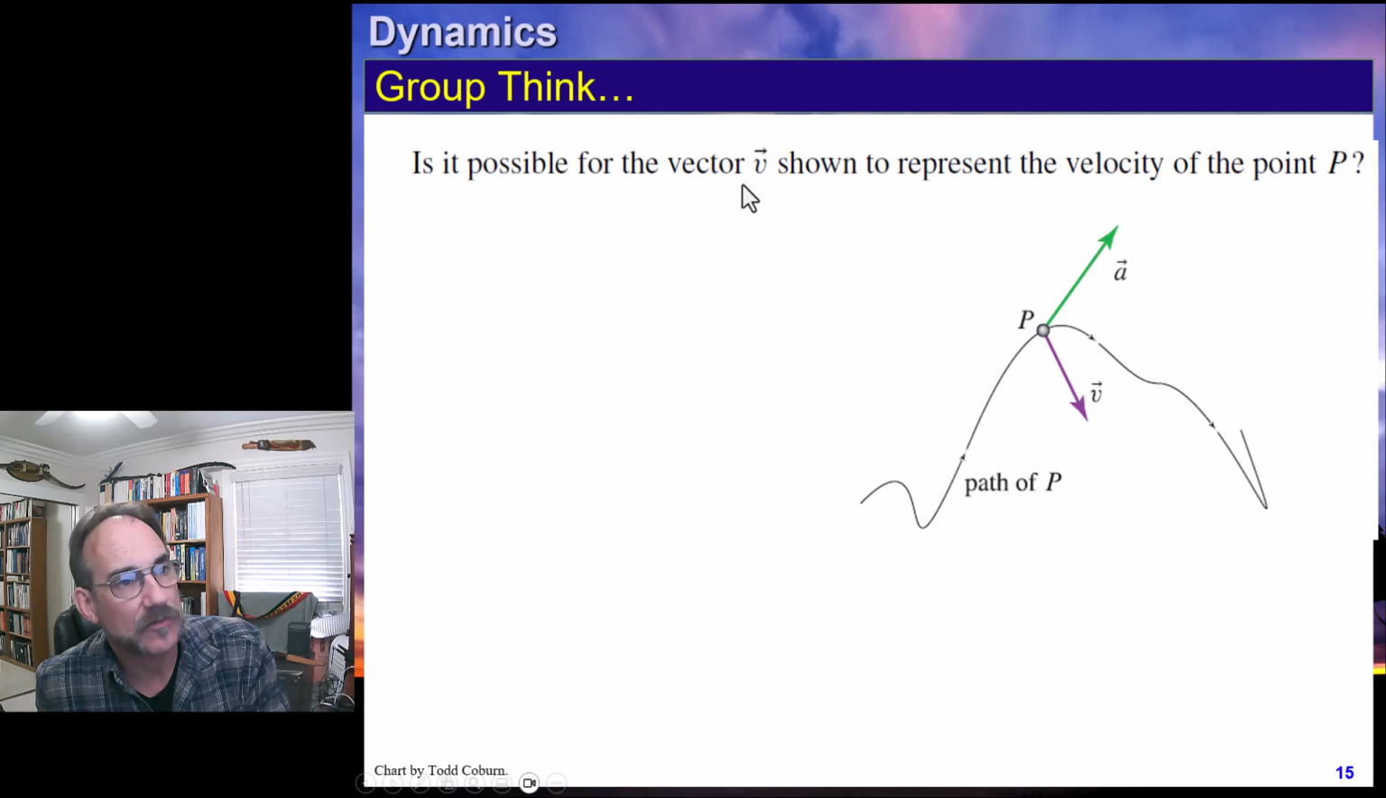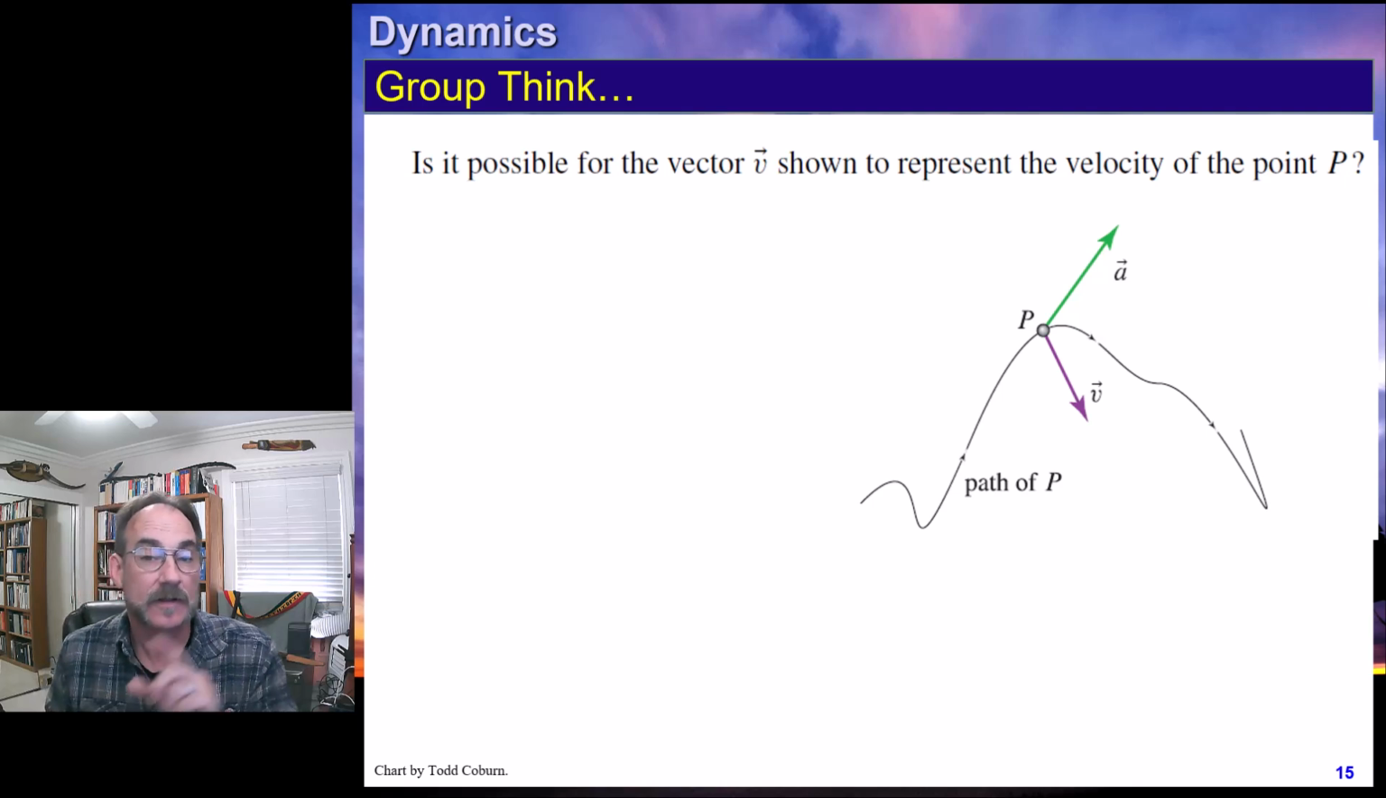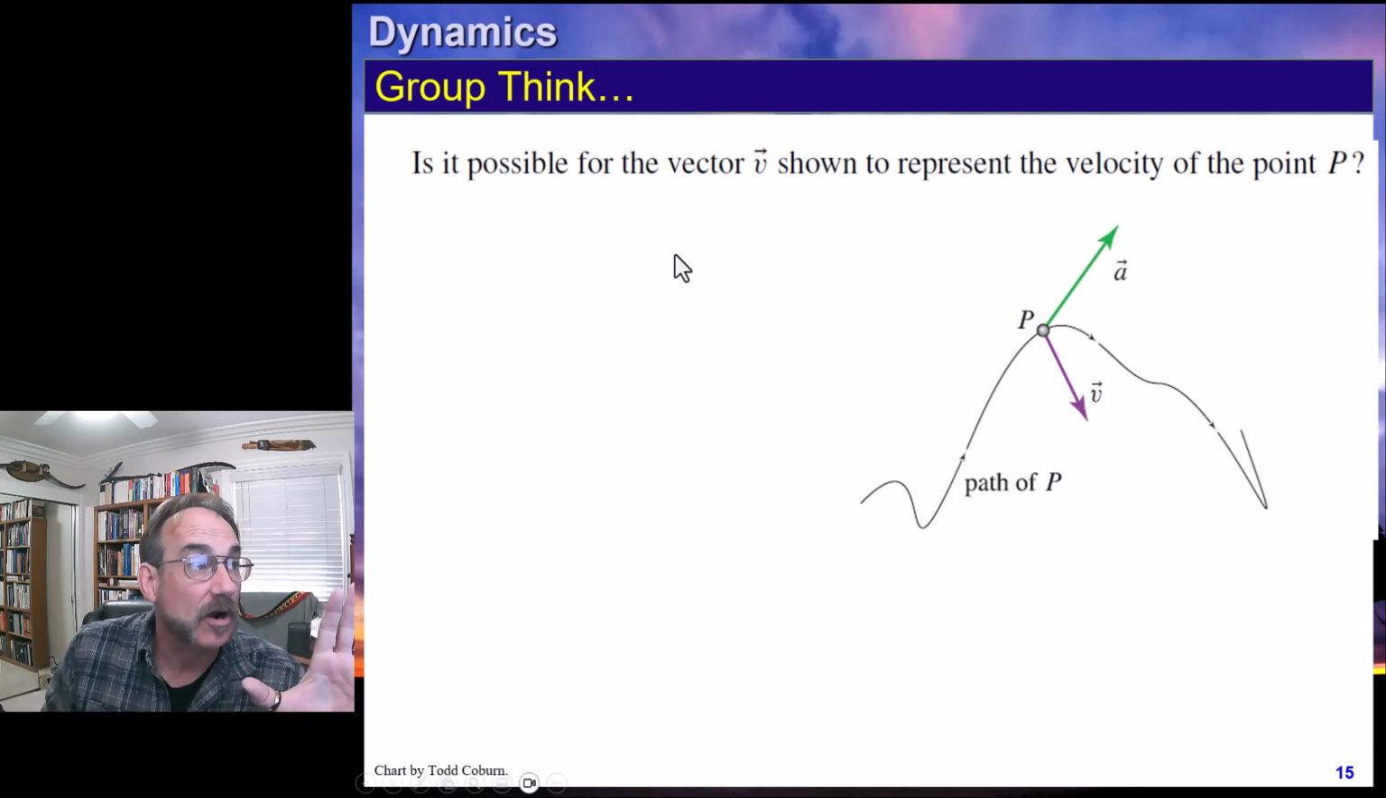Here's another little question. Is it possible for the vector v shown to represent the velocity at point P? This is out of Costanza, Gray, and Pleshett. I forget his name. Anyways, it's defined at the start of my video. So stop the video. Think about this. When you're done, come back.